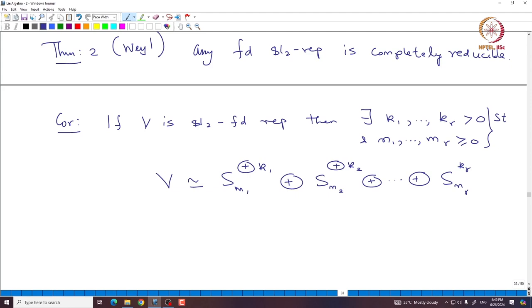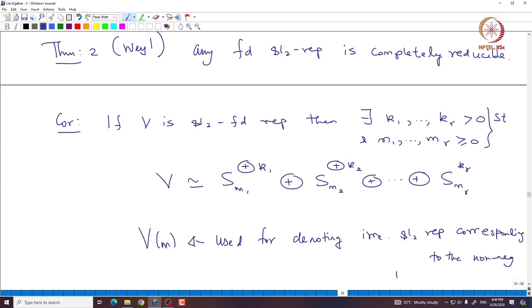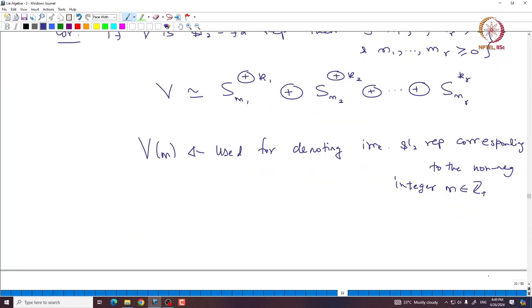So, sometimes people use V(m) to denote this S_m, up to isomorphism, since they are isomorphic. This V(m) is indeed constructed using some abstract approach of representation theory, but anyway, this is also used for denoting the irreducible SL2 representation corresponding to the non-negative integer m. Okay. So, this is what, for example, Humphreys uses, or Anderson uses. Okay. We will also use this notation in coming classes.